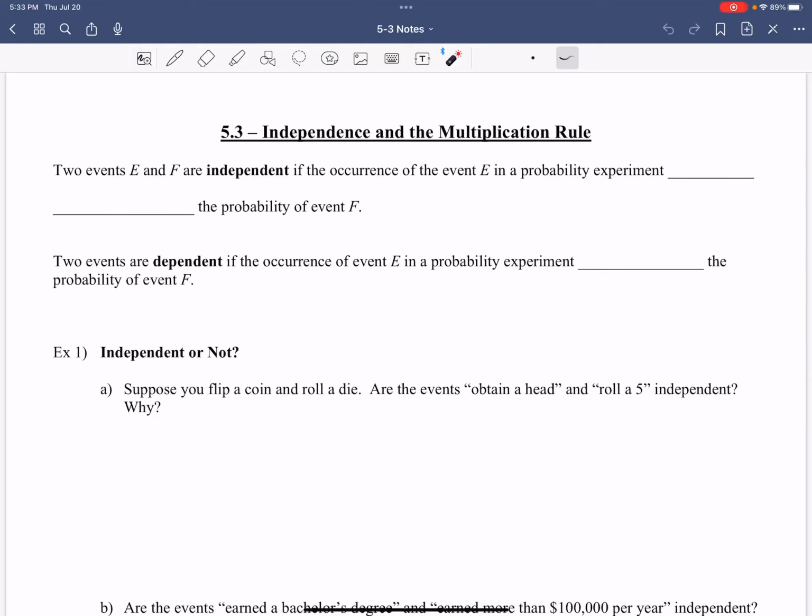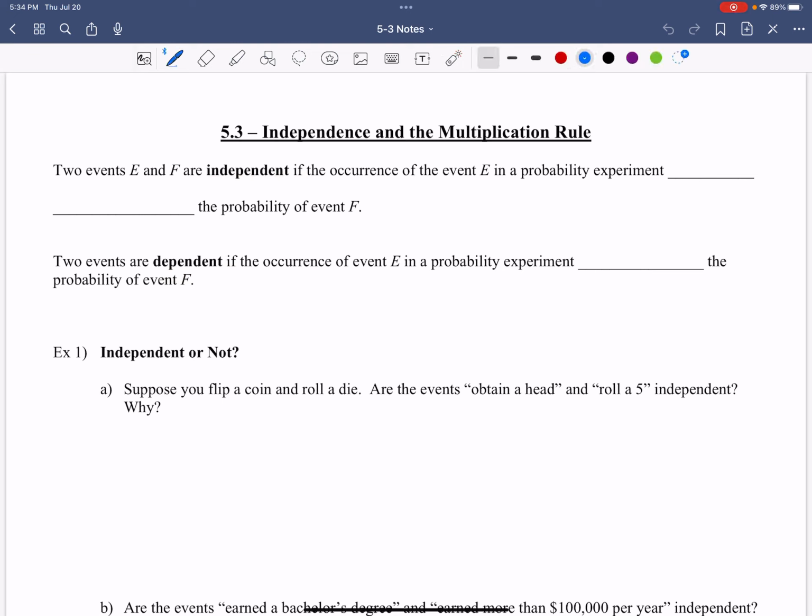Okay, we did the addition rule last time. This time we're going to do the multiplication rule. But before we get started with that, we're going to talk about what independence means. Last time we talked about disjoint. Now we're going to talk about being independent or dependent. Those are our two primary vocab words in this first one.